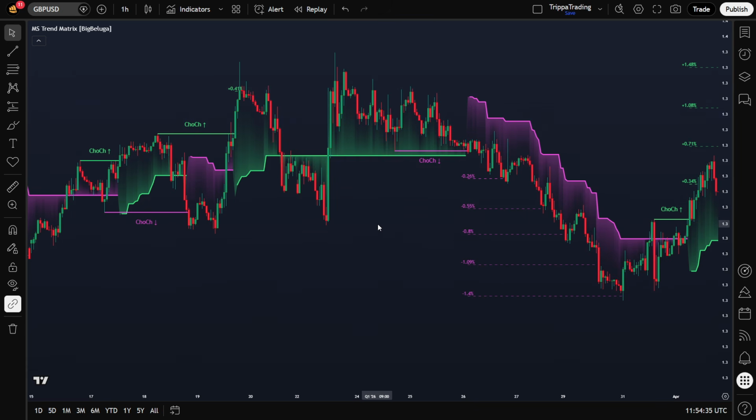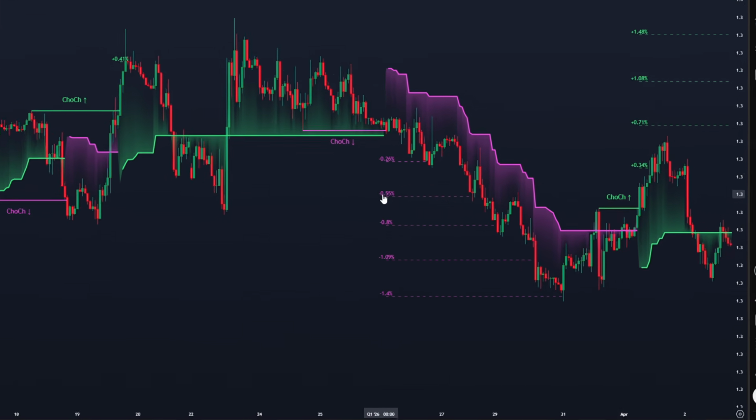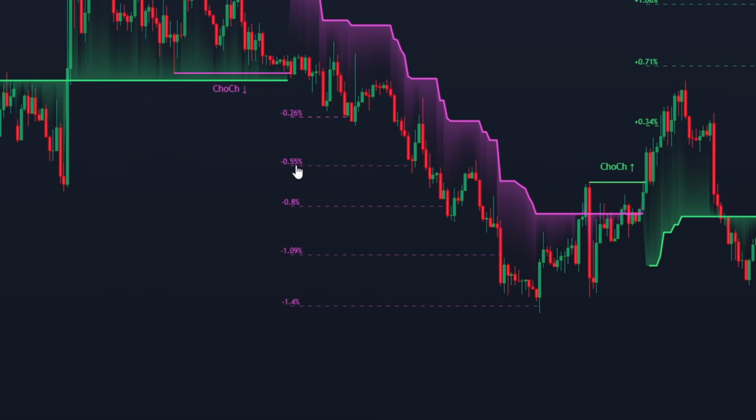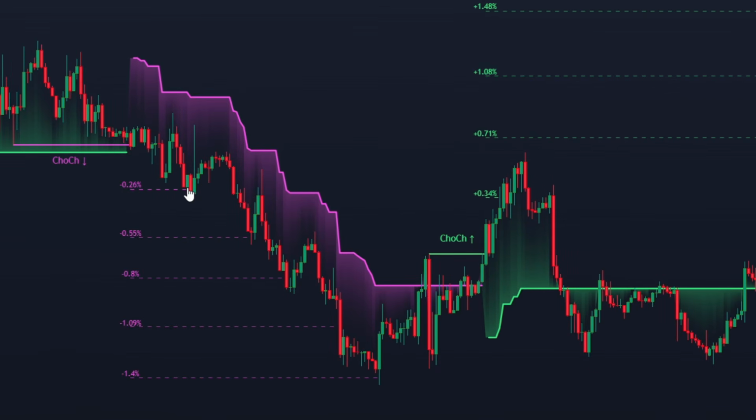Then we have one of the best parts of the indicator, and that is the adaptive profit target levels. These are not fixed lines. They are also based on ATR, so they expand or contract depending on the volatility of the market. As the trend keeps moving, the targets appear one by one.